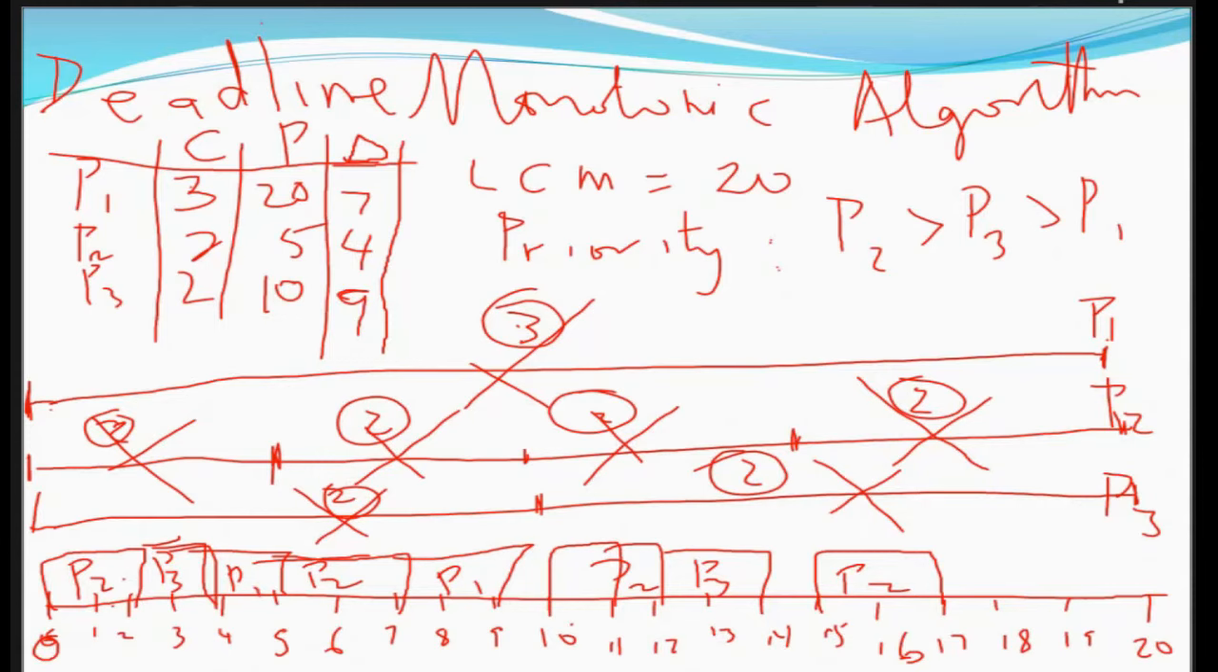Priority. Okay? So first step, find LCM. LCM is equal to 20. And then the priority, you're going to have P2. Is that not so? And then P1 before P3. Yes. P2 is the highest priority. Followed by P1, which is different from what we did. The next one is P1. And the next one is P3. You guys following?